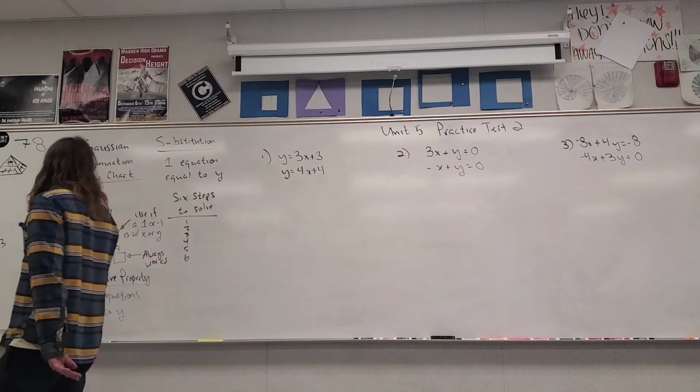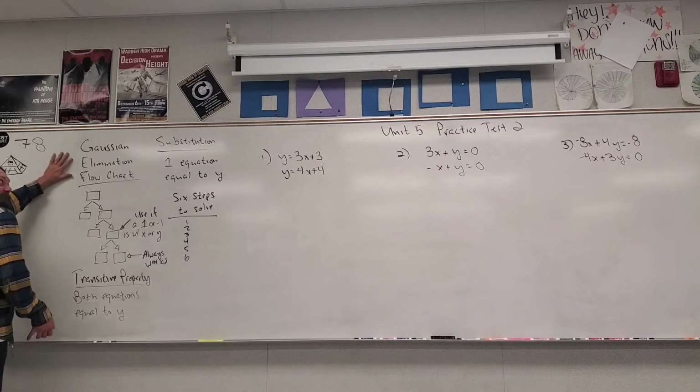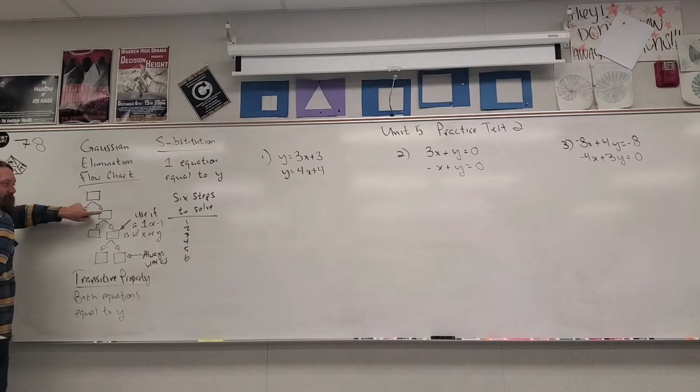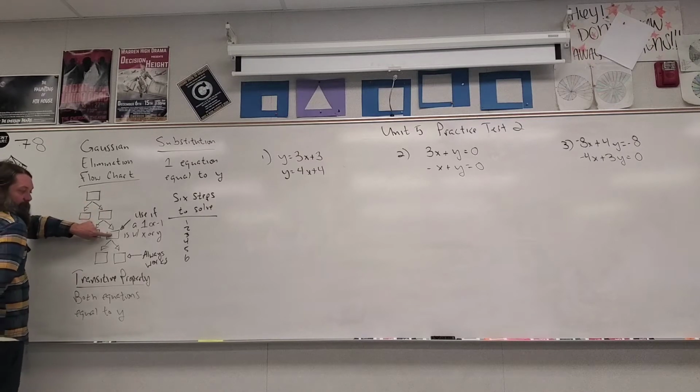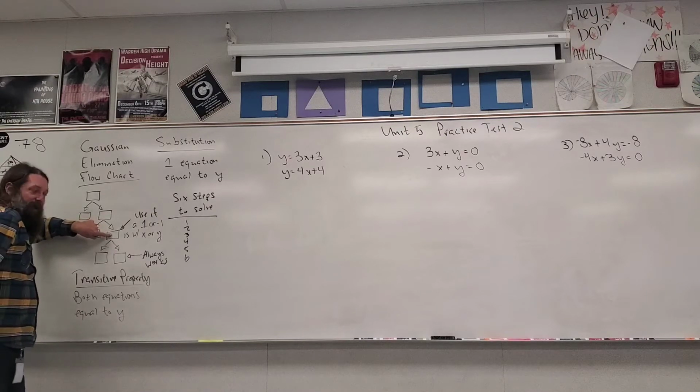Now, before I start working out the problems, I have some information on the side of the board I'd like to share with you. Here I have my Gaussian elimination flowchart. The first box is, if I add equations together, will someone cancel? If yes, then do it. If not, go here. Will changing all the signs in an equation make someone cancel if you add them together? If yes, do it. If not, will multiplying an equation by a number make somebody cancel?